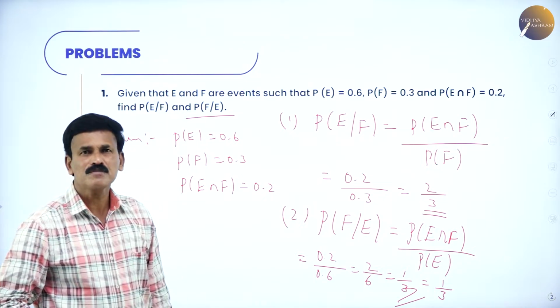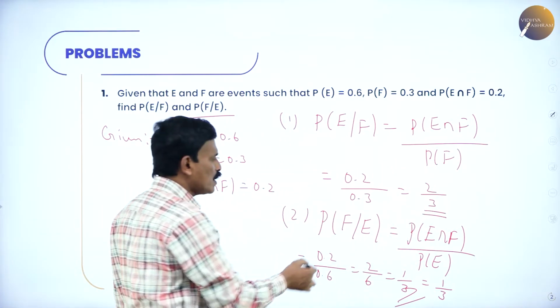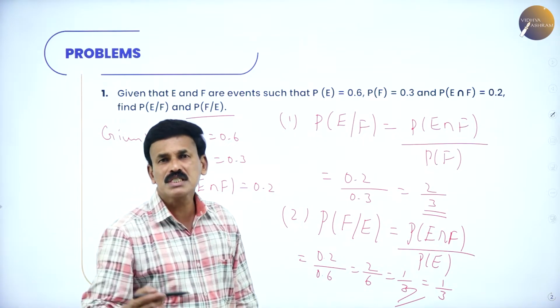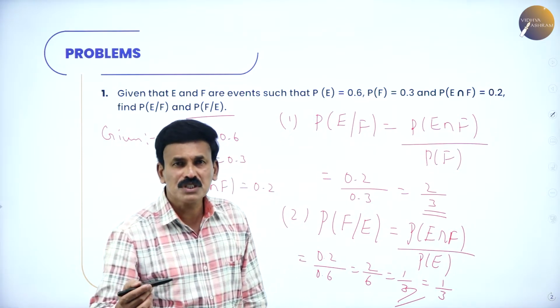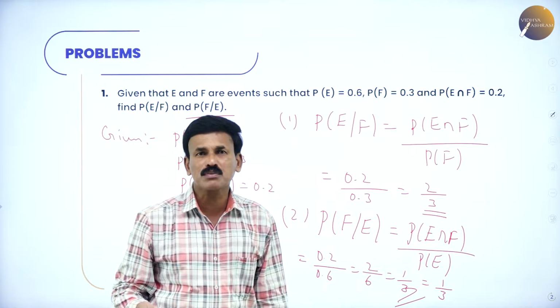That's it. So probability of E by F is 2 by 3. Probability of F by E is equal to 1 by 3. Hope you follow. So this type of problems are very important and very easy for the examination. You may expect 1 or 2 questions from this. Now let us come to the next problem.